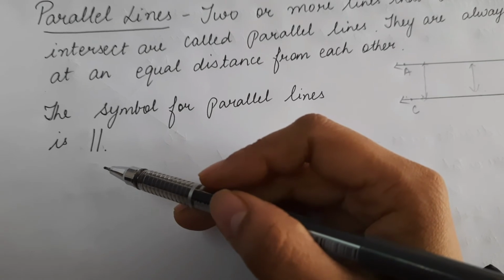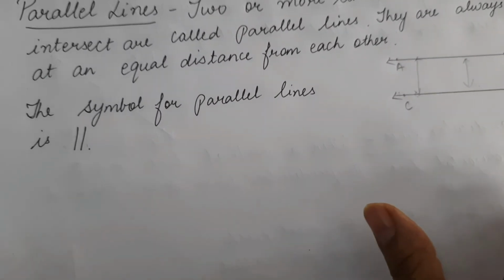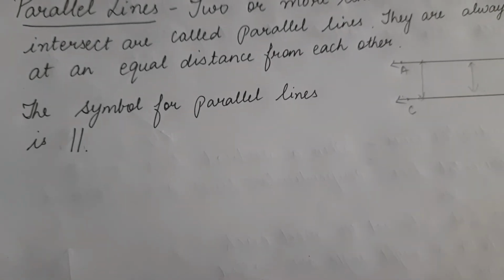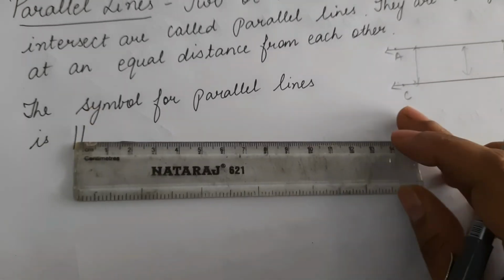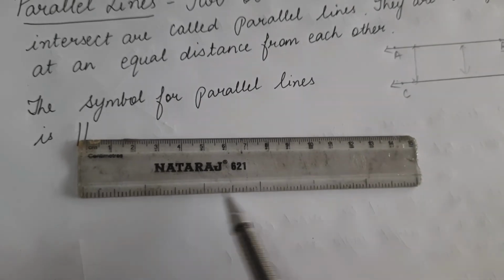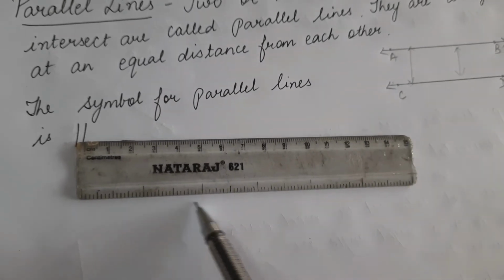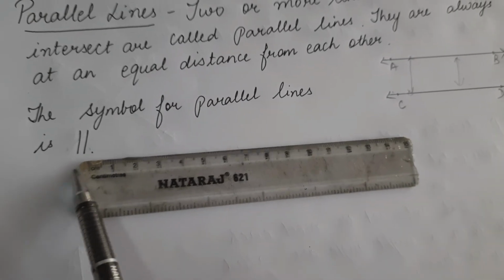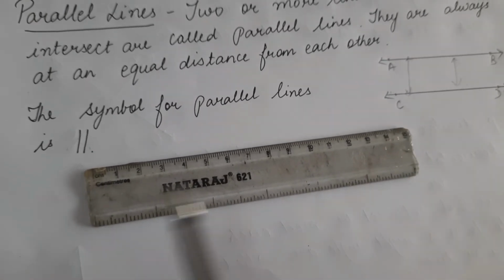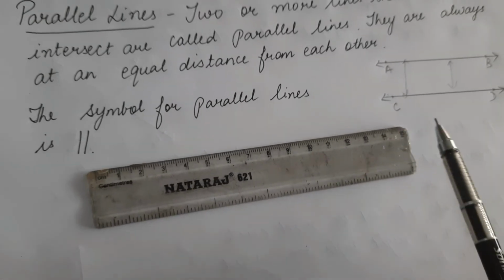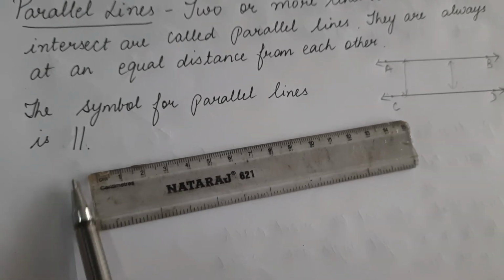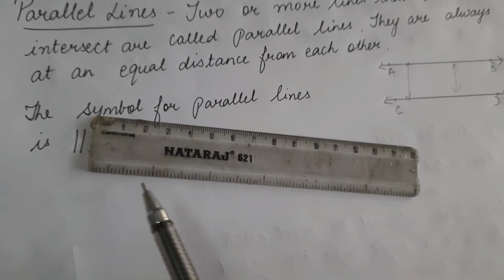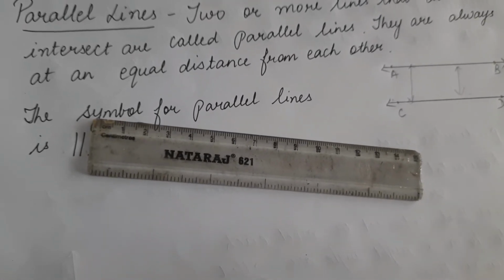See, railway tracks are parallel. Banks of a canal, opposite edges of a book, or opposite edges of a scale are parallel lines. See, this is a scale and these are the edges of the scale. The opposite edges are at equal distance from each other, so these are parallel lines. If I take these edges of the scale, these are also at equal distance from each other and they are not meeting at any point, so these are parallel lines. So opposite edges of a scale are parallel to each other.